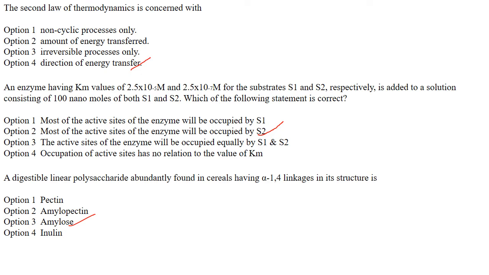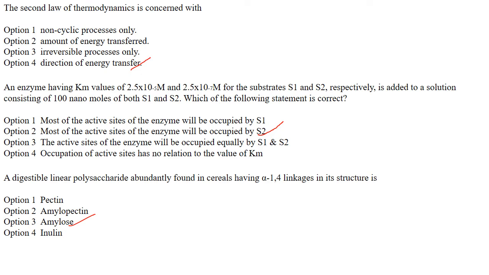So Km indicates the affinity of an enzyme for a given substrate. The lower the Km value, the higher the affinity of the enzyme for the substrate. Here S2 is having low Km value and hence higher affinity for the enzyme. So option 2, most of the active sites of the enzyme will be occupied by S2.